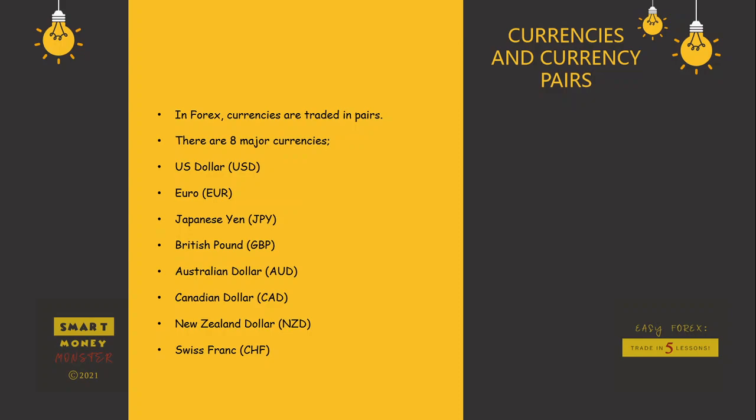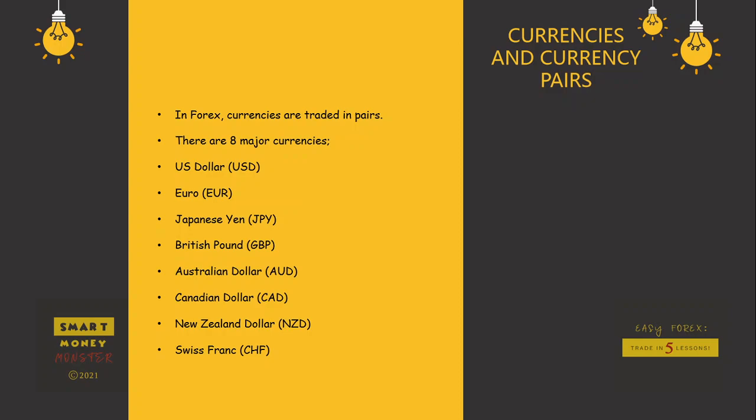Now, just for ease, you want to give these things short names so you don't have to be saying New Zealand dollar, Canadian dollar, I want to buy British pound, Japanese yen. No, just to make it easy. US dollar is dollar. You have euro, you have yen, pound, Aussie, loonie, kiwi, and Swiss. So Swiss, kiwi for New Zealand dollar, loonie for Canadian dollar, Aussie for Australian dollar, pound for British pound, yen for Japanese yen, euro, dollar, and so on.